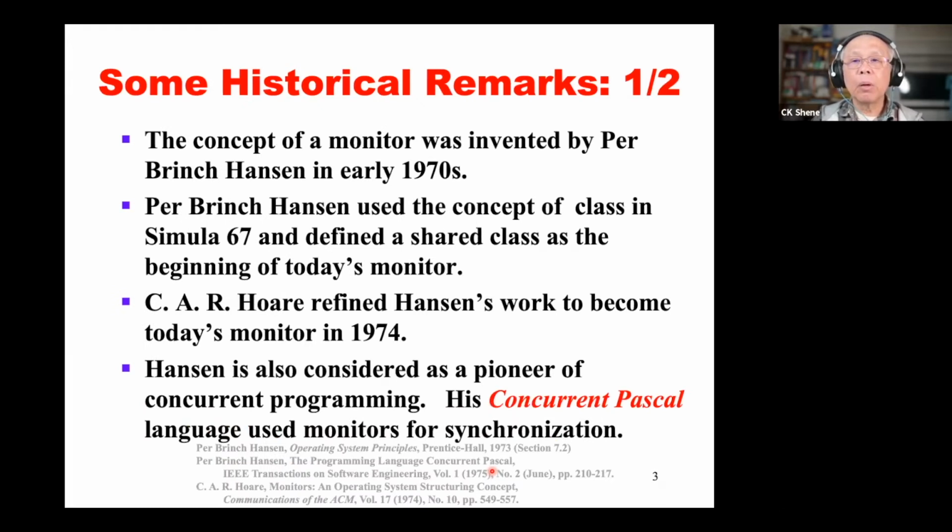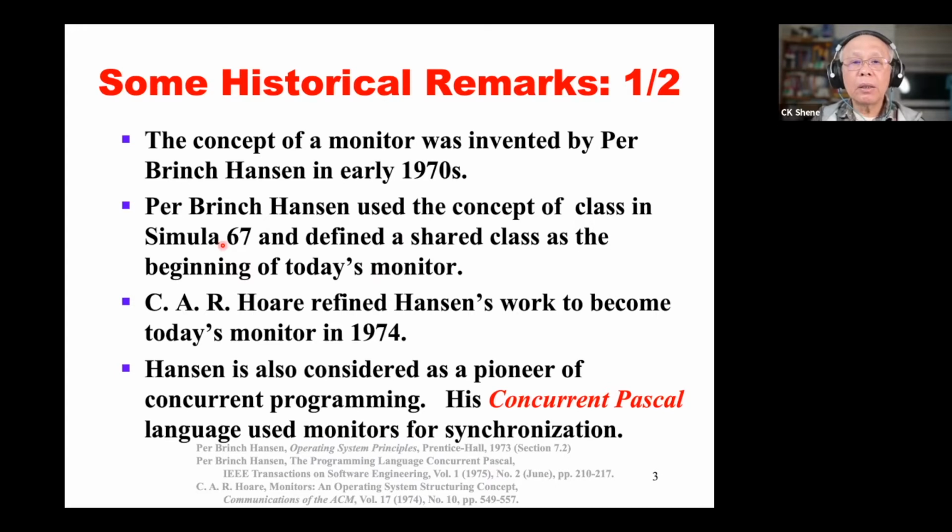The concept of monitor was invented by Per Hansen in the early 1970s. During that time, Hansen received a master's degree from the EE department. He was working on some operating system projects. And he found out that the concept of class developed in a language called Simula 67.